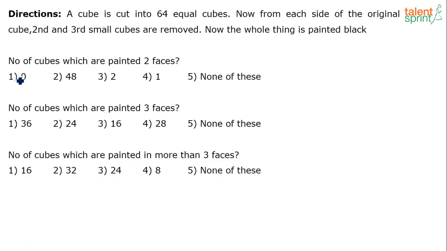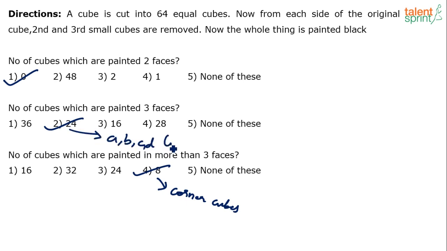Right? So number of cubes where 2 faces are painted, 0. Number of cubes where 3 faces are painted, 24. Number of cubes painted on more than 3 faces, 8. Right? All the corner cubes. 3 faces painted are all ABCD types, the middle cubes on each face. Right? 2 faces painted, 0. There is not even a single cube where 2 faces will get painted. All right. So answers are 0, 24 and 8.